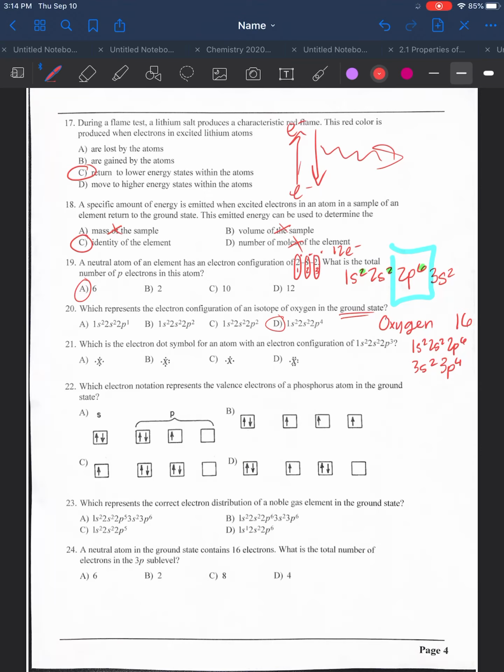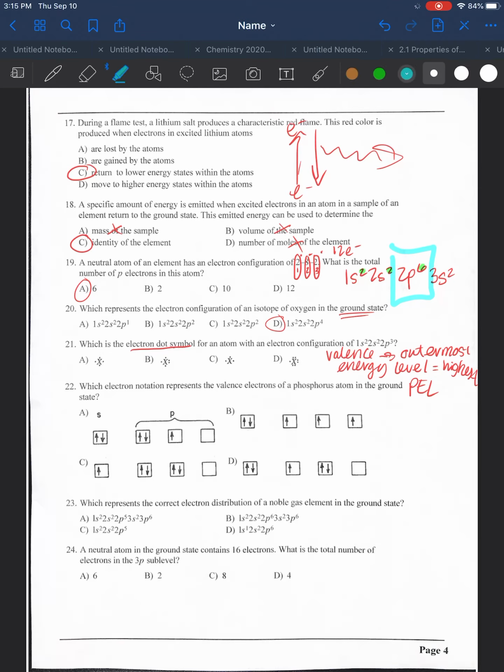Now, what is the electron dot symbol for an atom with the electron configuration of 1s2, 2s2, 2p3? I'm going to erase this for room. Remember, you can wind back and pause it if you need that. So, we need to know a couple definitions. An electron dot symbol deals with valence electrons, and you get your valence electrons from the outermost energy level. So valence is outermost energy level. And this is the same thing as the highest principal energy level. So n equals what is the highest, and that determines how many valence electrons. We have to remember though, it can be from multiple sublevels. It's the highest principal energy level.